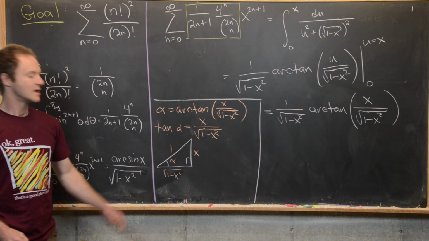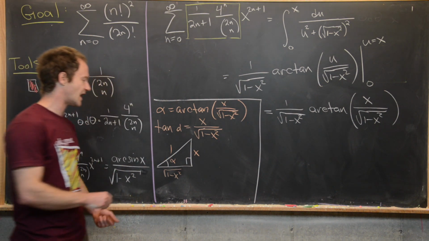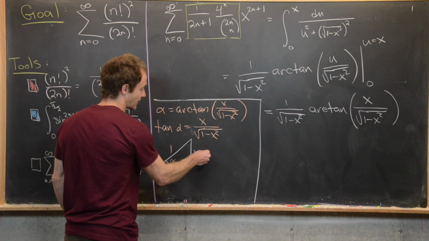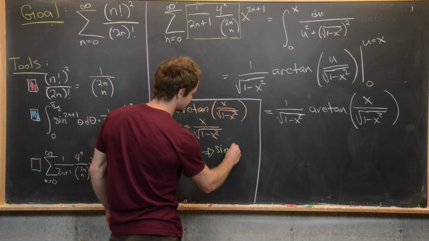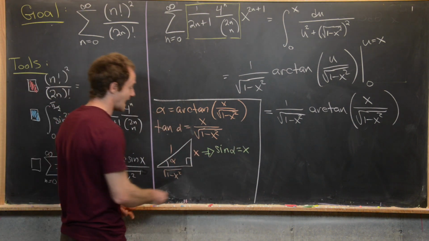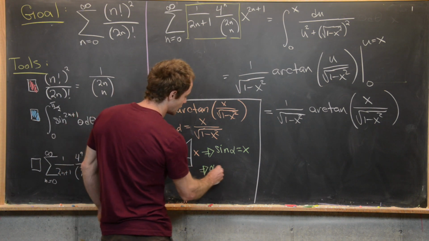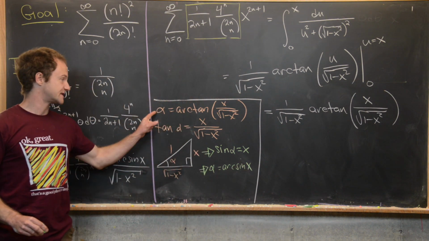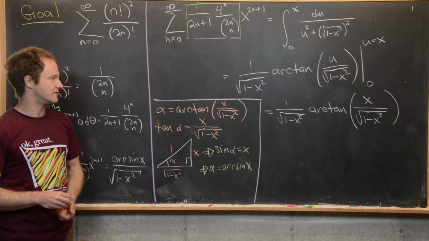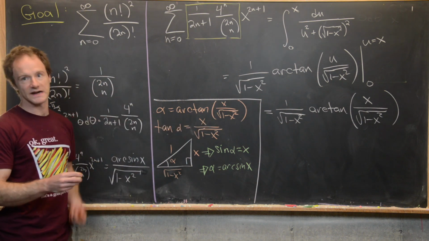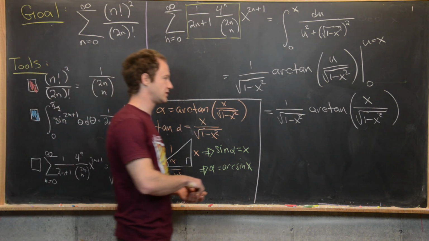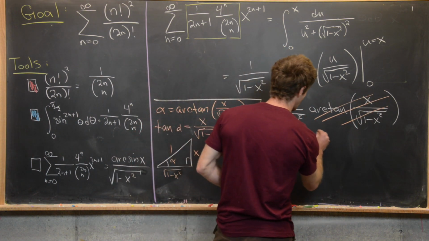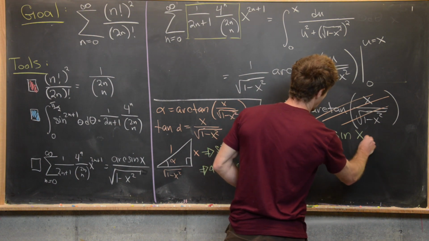But now that I've got this completed triangle, I can find all of the trig values evaluated at alpha. And the one that we need for our setup will be sine. So notice that sine of alpha equals x. That means that alpha is equal to the arcsine of x. But notice alpha is also equal to the arctan of this x over root 1 minus x squared. So in fact, we can replace this arctan of x over root 1 minus x squared with arcsine of x.